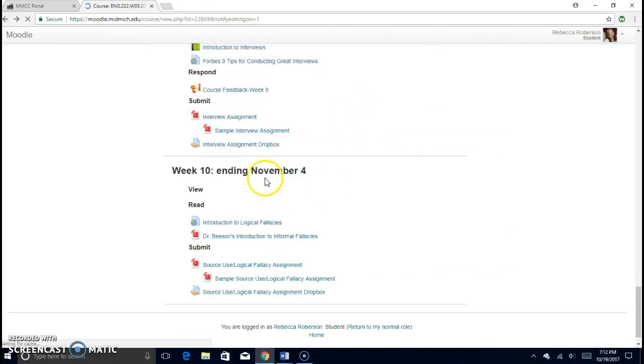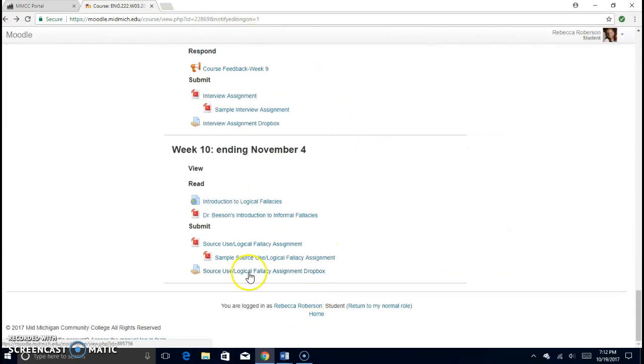And of course, as always, you have your Dropbox here. So that will be this week's activity, introducing logical fallacies and learning how to use sources as effectively as possible.